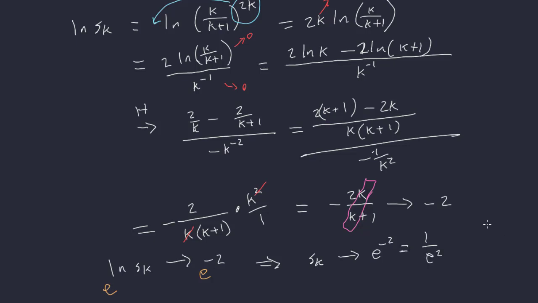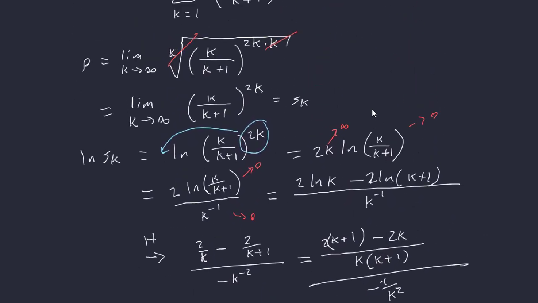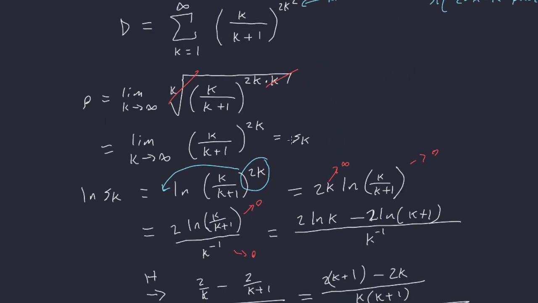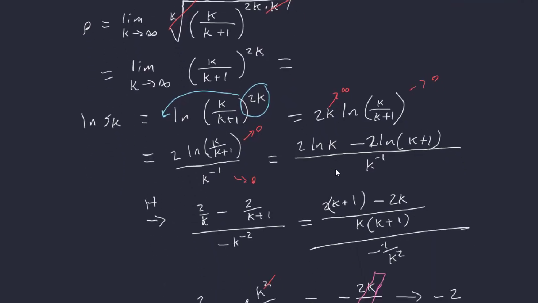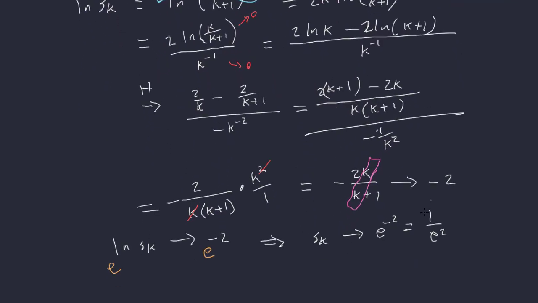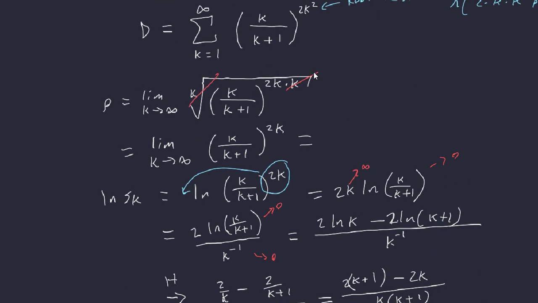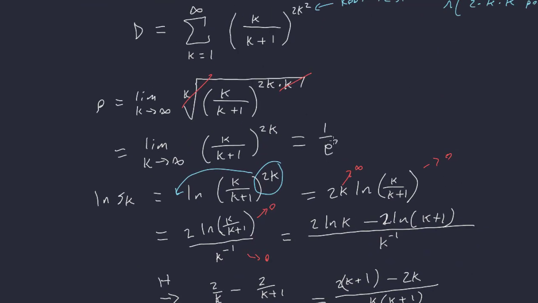All right, all that work was just to show that this limit right here, the limit as k goes to infinity of this thing, goes to one over e squared. Which will be less than 1, so D will converge. That's quite a bit of work to go through to get to here. So let me show you a much quicker way to do this.